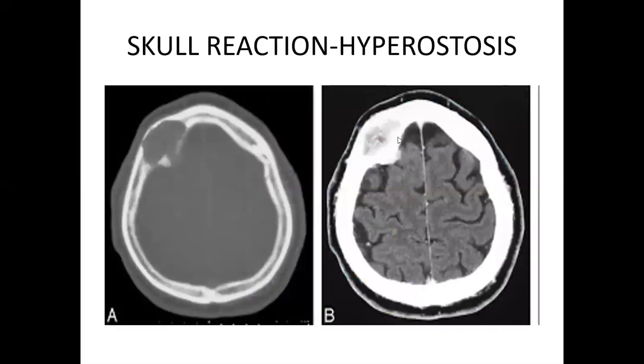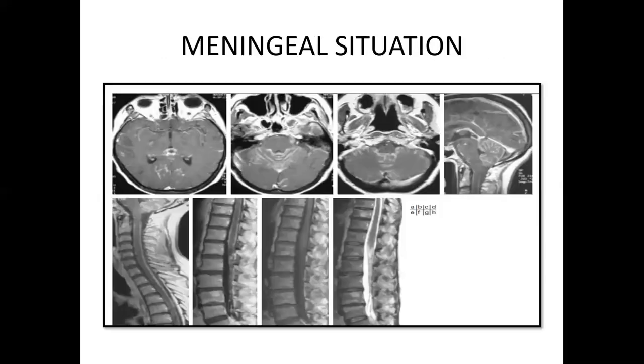Some meningiomas constantly irritate the periosteum and cause periosteal reactions and skull lesions. So when there is a meningioma, you have to look for hyperostosis. We can see it in the plain CT or bone window in the CT scan, which is better to evaluate skull reaction, hyperostosis or periosteal reaction.